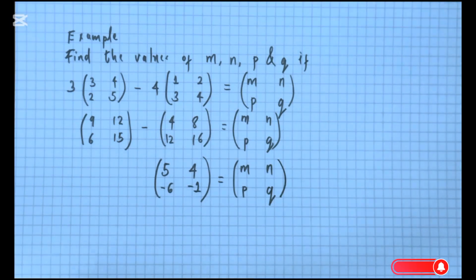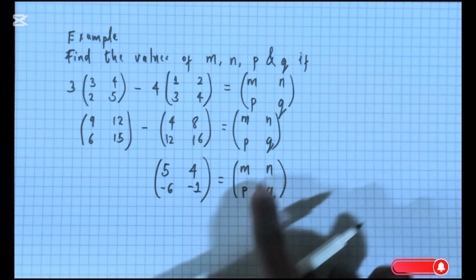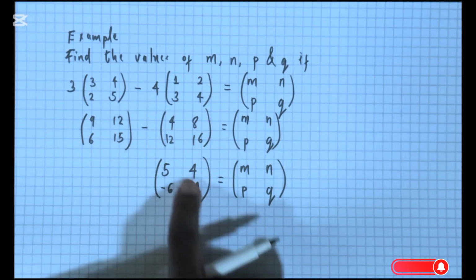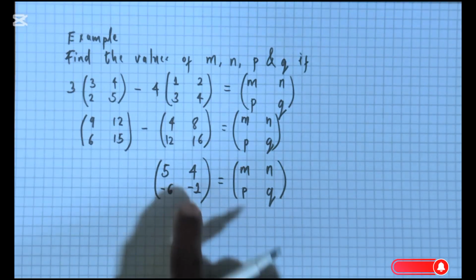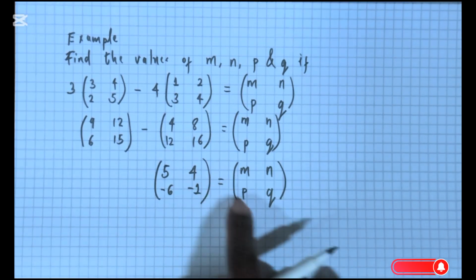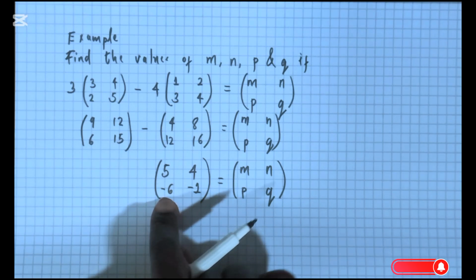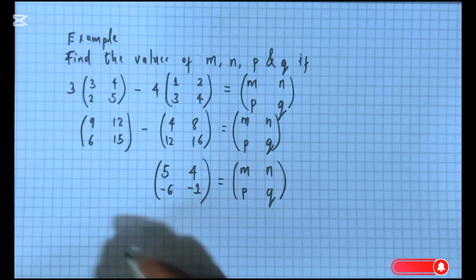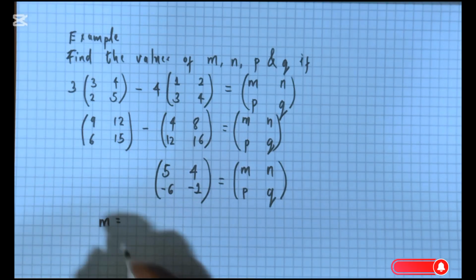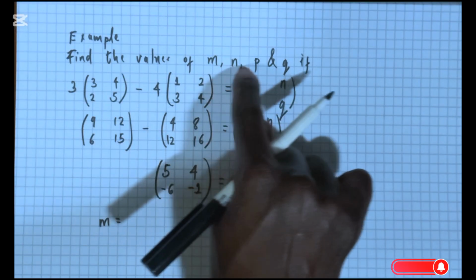So basically from what we are seeing here, we can deduce the values of M, N, P, and Q based on this particular matrix. So that means that the value of M will be 5, the value of N will be 4, the value of P will be negative 6, and the value of Q will be negative 1. So you can write that down and have it as the value of M, because we were supposed to find the values of M and P.